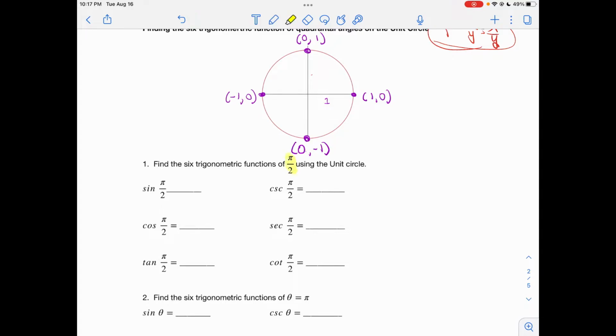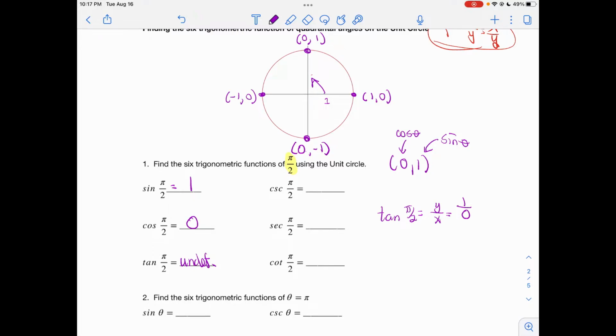So let's find pi over 2. Pi over 2 would be this angle here, so it corresponds to the point 0, 1. And remember that the x value corresponds to our cosine. The y value corresponds to our sine. So if I ask you to find the sine of pi over 2, that's my y value of 1. Cosine of pi over 2, that's your x value of 0. And tangent of pi over 2 is y over x, so that's going to be 1 over 0. Cannot divide by 0, so my answer is undefined.